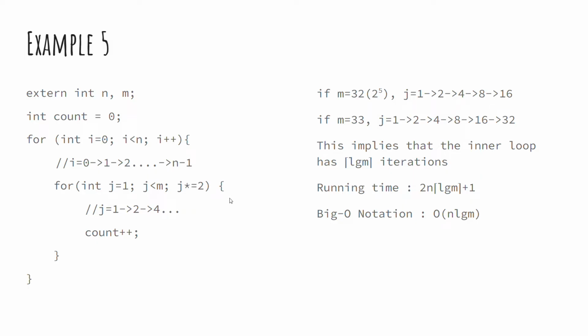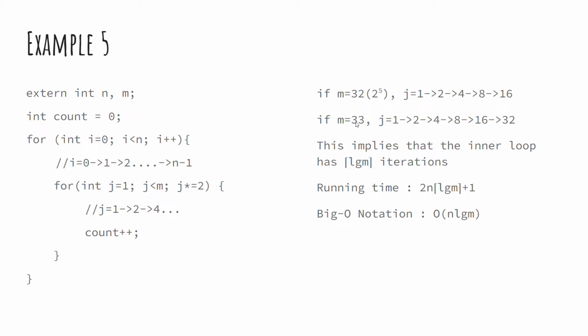In this case, we'll get that j would first be equal to 1 in the first iteration, then 2 in the second one, then 4, 8, and then 16 in the fifth iteration. And then in the sixth iteration, when j equals 32, this loop will break because 32 is not less than 32.